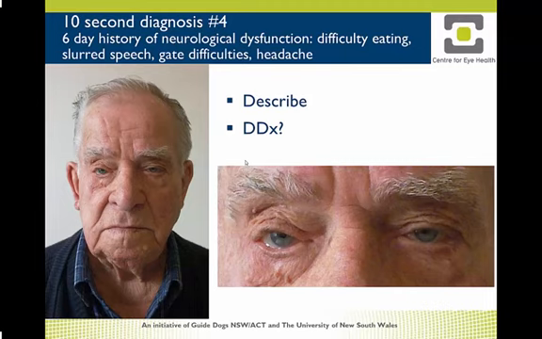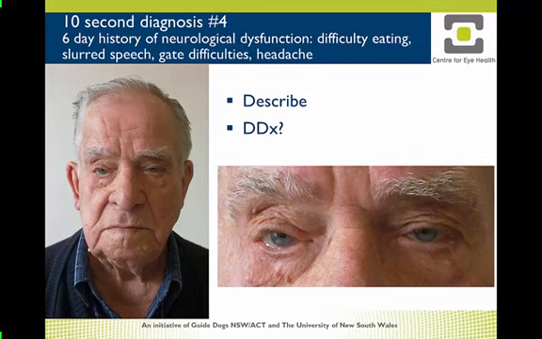This particular patient had a 6-day history of neurological dysfunction. They had difficulty eating. In fact, on the day it happened and a couple of days afterwards, when he was trying to eat, the food was almost coming out on the right side of his mouth. There was slurred speech, gait difficulties, and headaches. The doctor checked him out and said, well, I'm not sure exactly what the problem is. But let's have a look at this patient carefully.